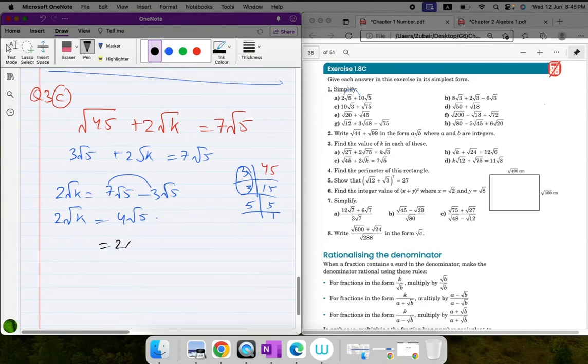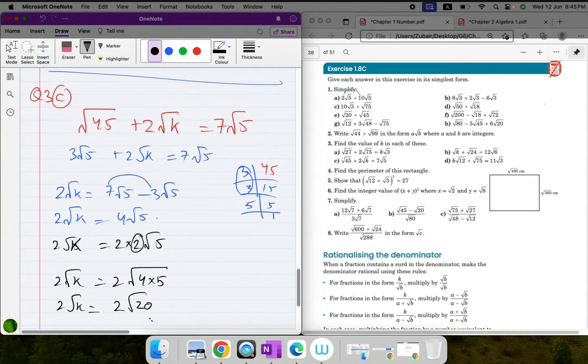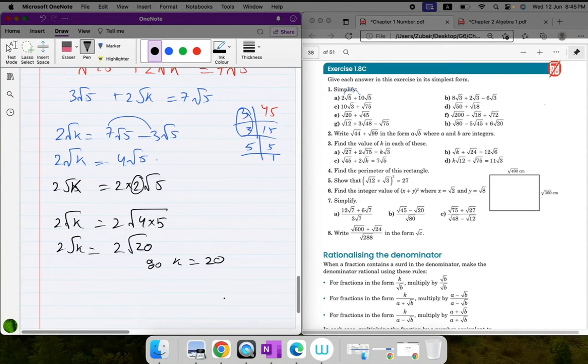So I'm writing it as 2 into 2 square root 5 and 2 square root k. If I take this 2 inside, we know that when we bring it outside, we cancel the square. So when it is going inside, this would be 4. So 2 square root k is equal to 2 square root 20. Therefore, k is equal to 20. Any issue in this step, when I took this 2 inside and made it 4?